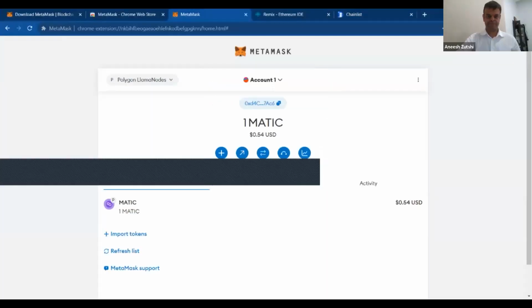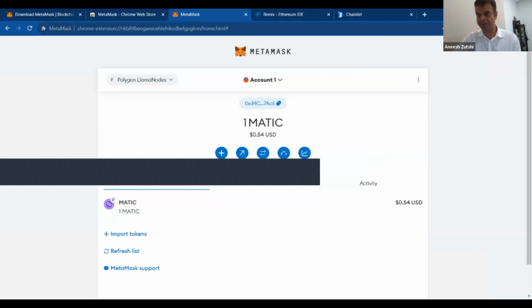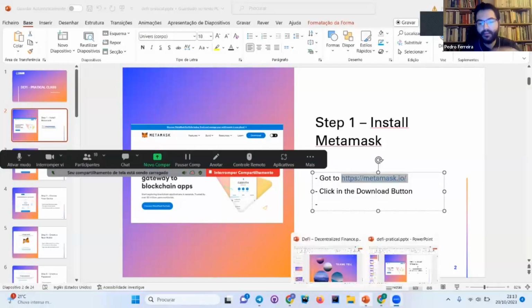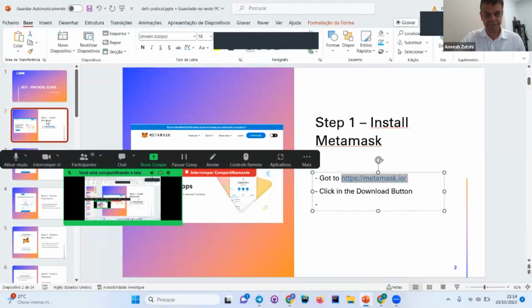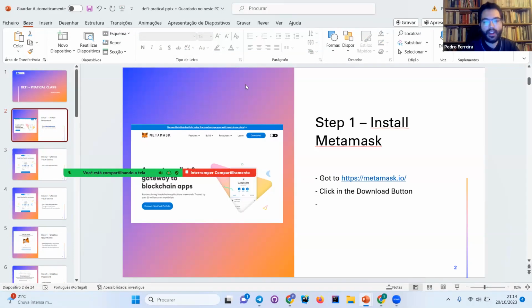So we just need to install MetaMask for Chrome, right? We don't need to download it. You are technically downloading, but you don't actually get a file. Tell me in the chat if you already downloaded it.